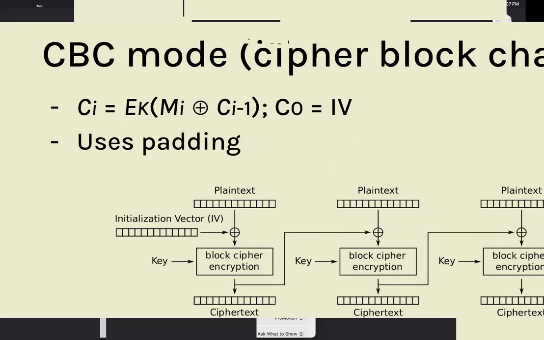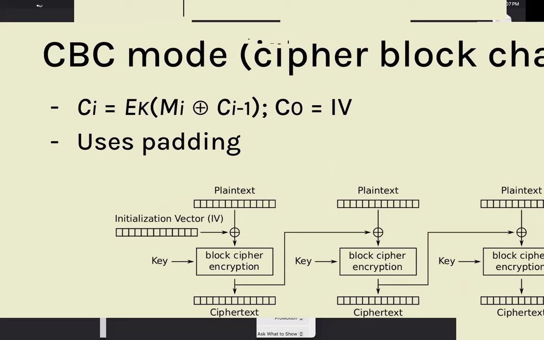Okay. So this is our first mode where we actually use an IV. It's called CBC, cipher block chaining. And the idea is just what I mentioned: you take your plain text and you XOR it with the IV. This becomes your new plain text, and you just pass it on to the cipher blocks.